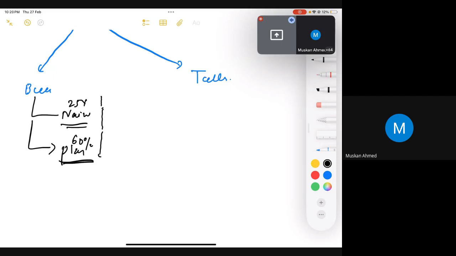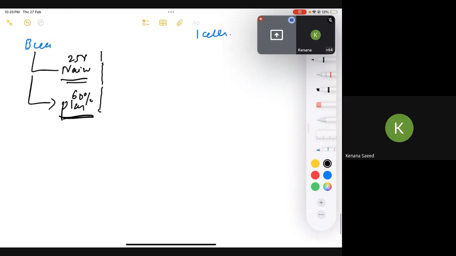Both of them are mature, but the plasma cells are more mature than your naive B cells. Is that clear? Are you guys able to understand? Shall I repeat it? Okay, perfect. So let's discuss naive B cells.